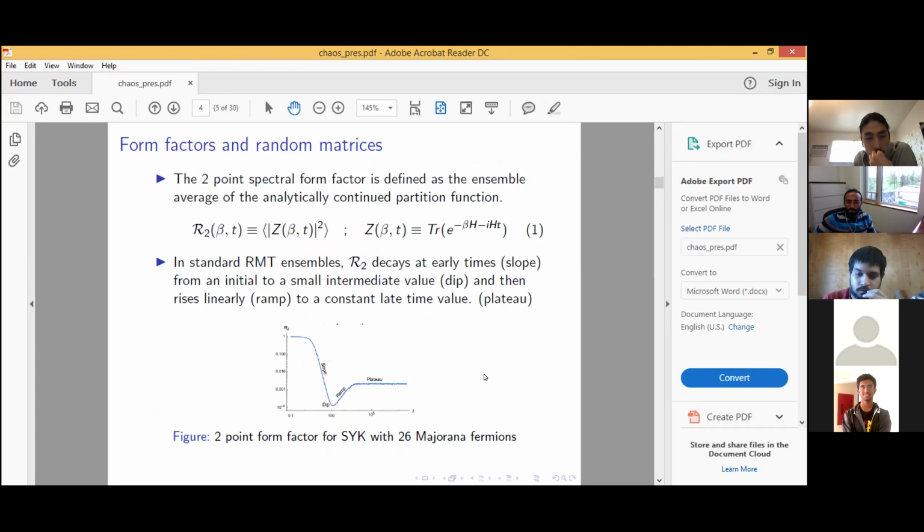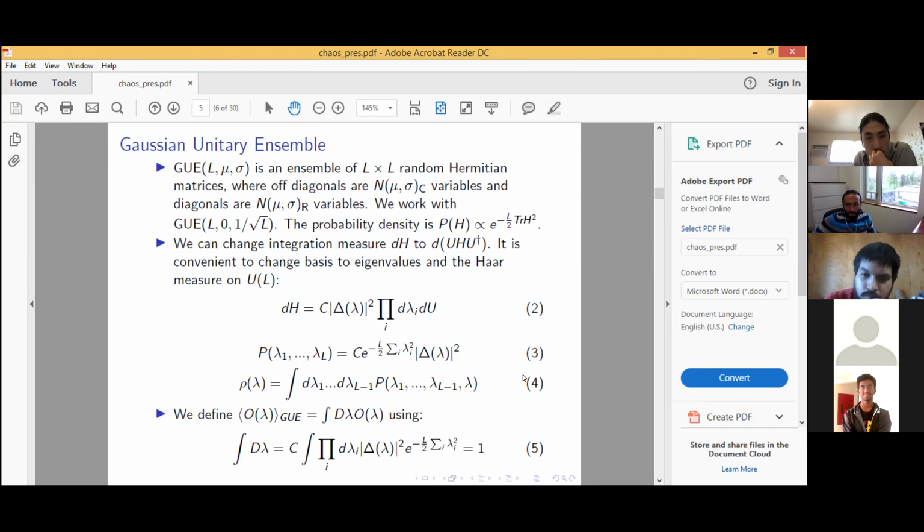Thanks. Okay. Sorry, just one quick question. When you say the off diagonals are N(mu, sigma) and the diagonals are N(mu, sigma r), you mean these are fixed? Well, not all of the off diagonals are independent, right? We can only specify the upper triangle, and the lower triangle will be fixed. So P(H) goes as e to the minus L over 2 trace of H squared. Okay, good. These are defined to be Hermitian.